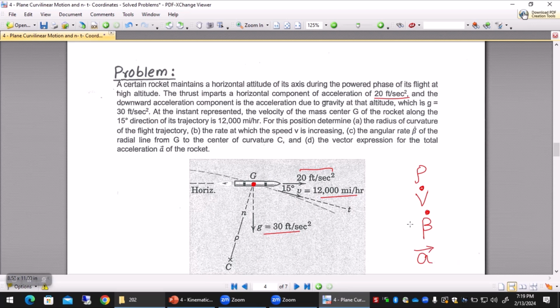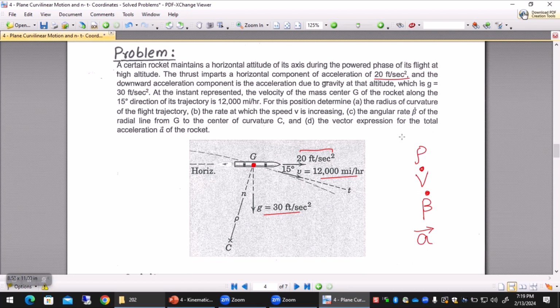Now it's a case of curvilinear motion, but from the radius of curvature, you should realize that you should resolve the acceleration into n and t coordinates, right? Because you need to determine the radius of curvature, and you should know that it appears in the expression a sub n is equal to v squared over rho. If you know the n component of acceleration experienced by a particle and the velocity at the same point, then you can use this expression to determine rho. So this information should quickly tell you that this is a case of n-t coordinates.